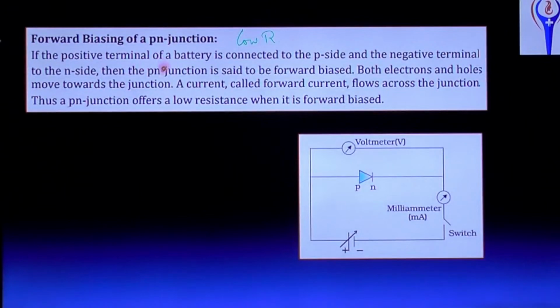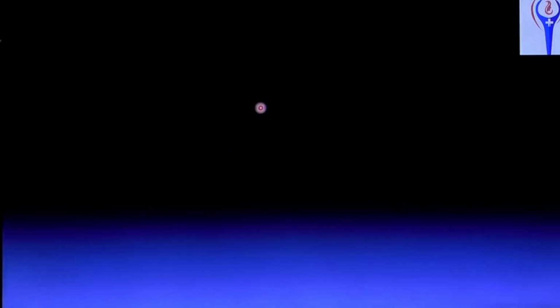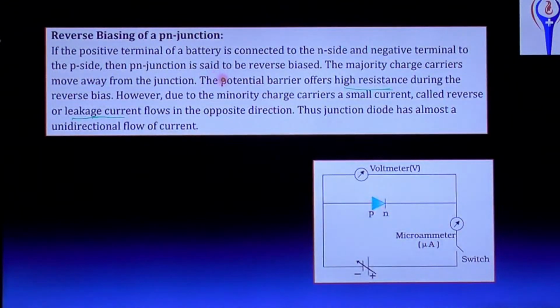Forward biasing a PN junction, this I already said: both electrons and holes move towards the junction and therefore the depletion layer will be very thin. Then the PN junction offers a low resistance. Current can flow easily in forward biasing. In reverse biasing, high resistance will be there. The potential barrier offers high resistance because the thickness of the potential barrier increases.